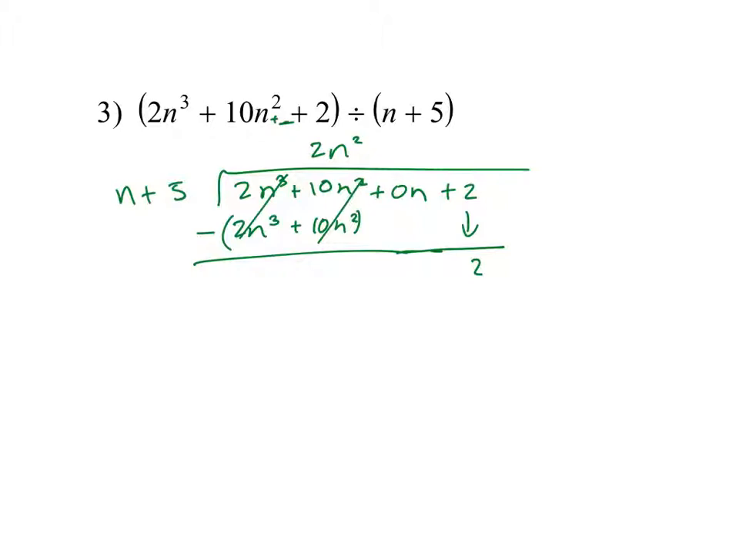So how am I going to write this one? So again, 2n cubed plus 10n squared plus 2 divided by n plus 5 equals 2n squared. And now we're going to write that remainder as 2. And I'm going to divide that by the same number that I have here. So this equals 2n squared plus 2 divided by n plus 5.